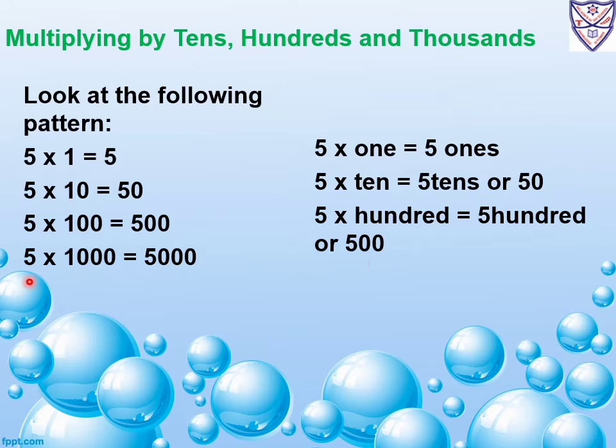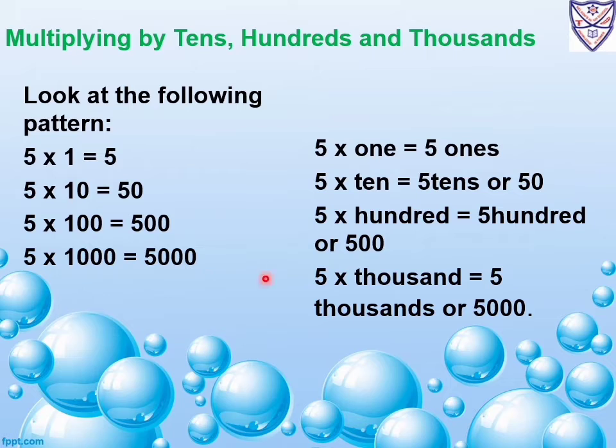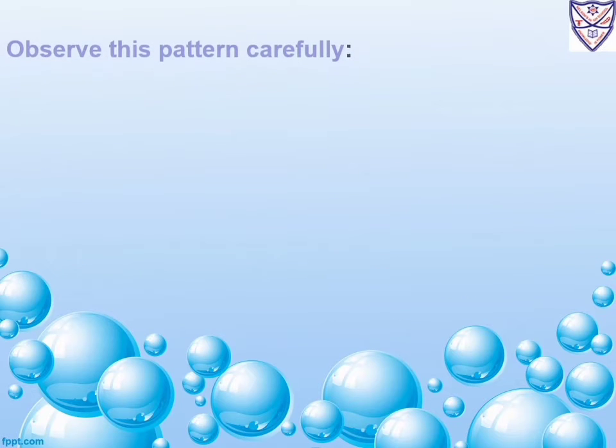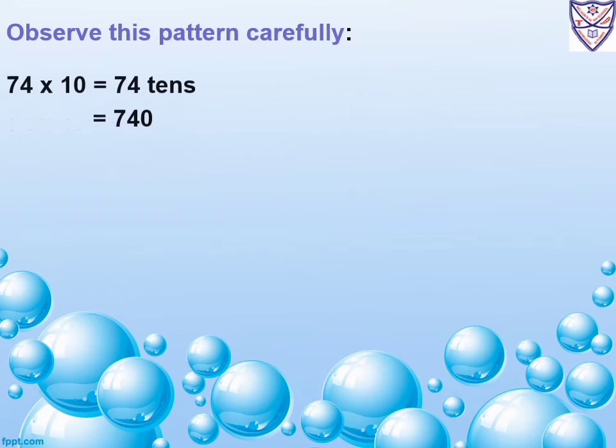Now 5 multiplied by 1000. How many zeros does a thousand have? 3. So we will write the number 5 and then 3 zeros: 5 multiplied by 1000 is equal to 5000. Observe this pattern carefully. 74 multiplied by 10 means we get 74 tens. In 10, how many zeros are there? 1. So we write 74 and then one zero, and we get 740.